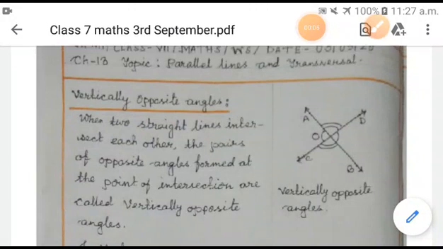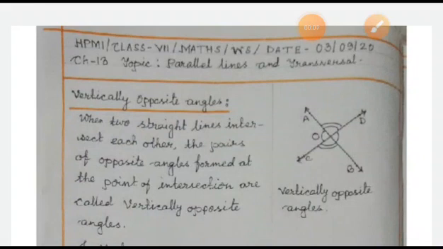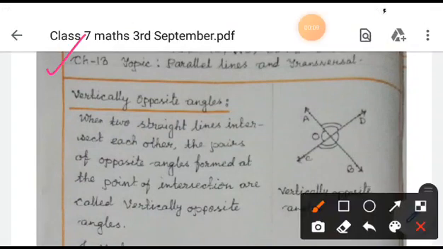Students, today we are going to begin a new chapter in maths, chapter number 13, parallel lines and transversal. Now we are going to study a few definitions. What is vertically opposite angles?